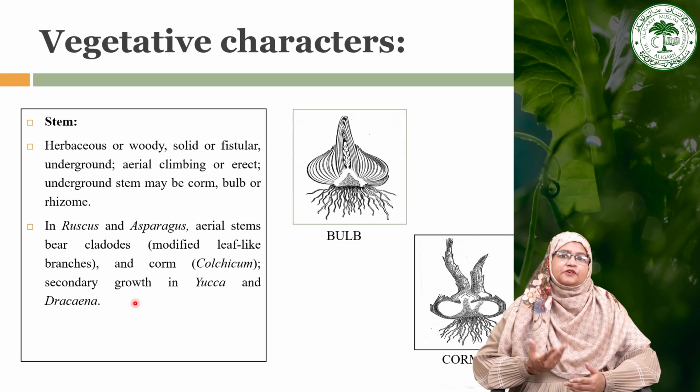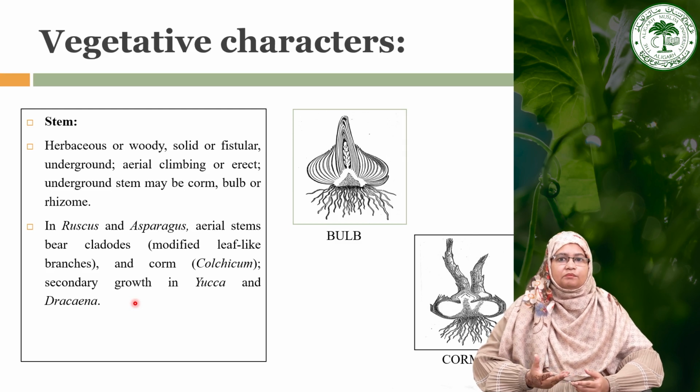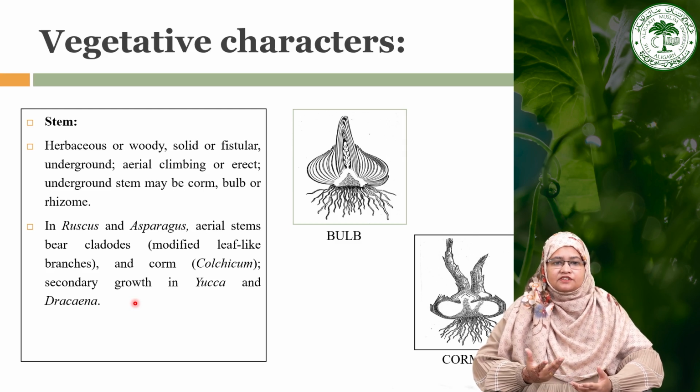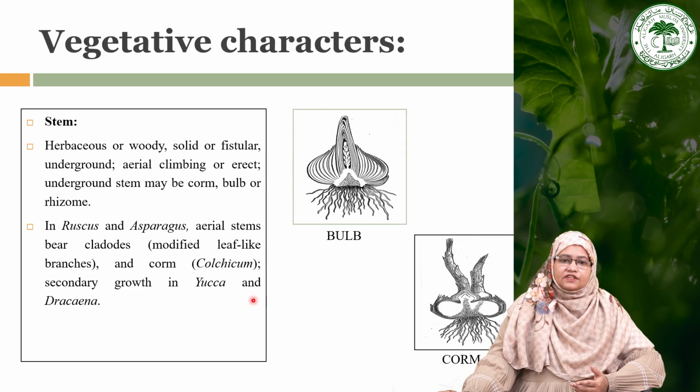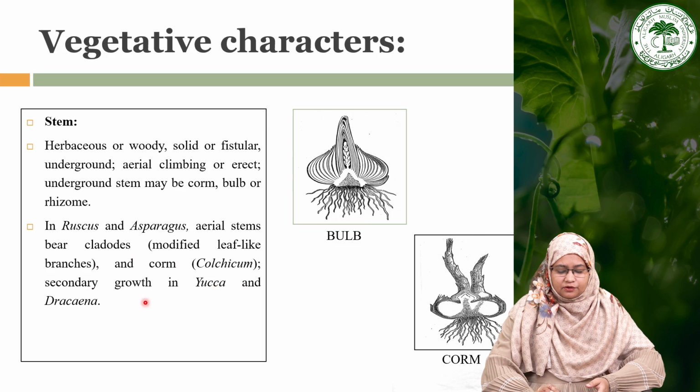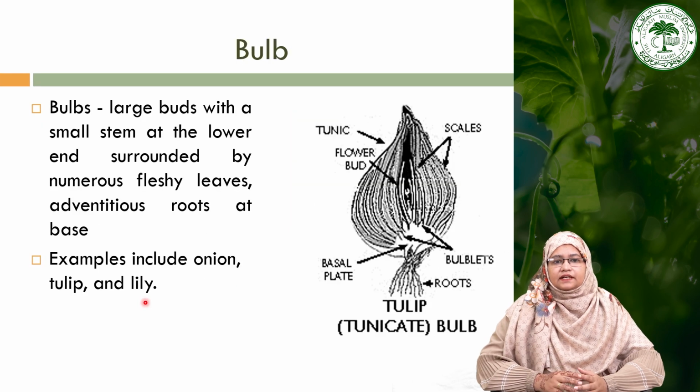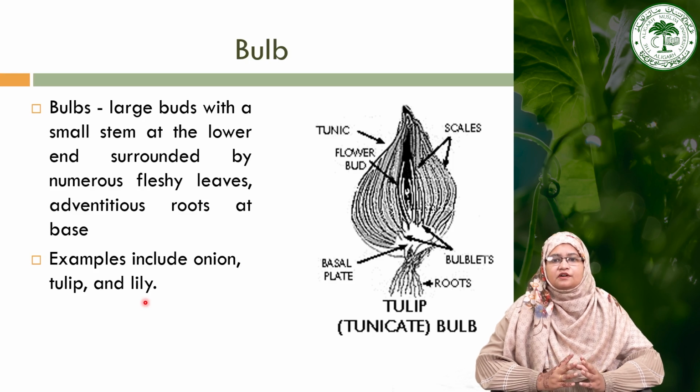So, because this is a monocot plant, it generally does not show the secondary growth. These are the Yucca and Dracaena, they are showing the anomalous anatomy and they are showing the secondary growth. So, this is one of the features present in this particular family, that Yucca and Dracaena show the secondary growth. Then, as we have seen, one of the most important features of this particular family is their underground stem, in which one is the bulb.